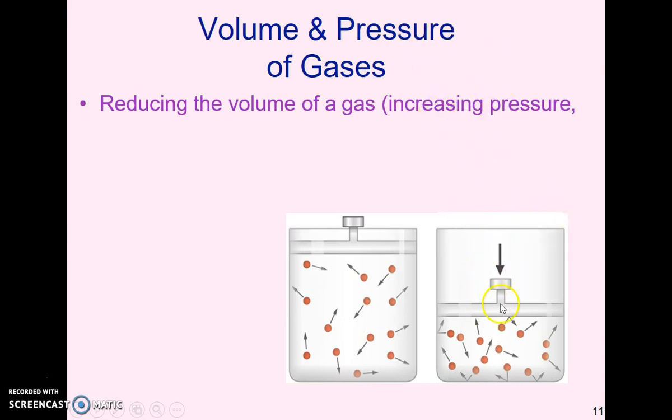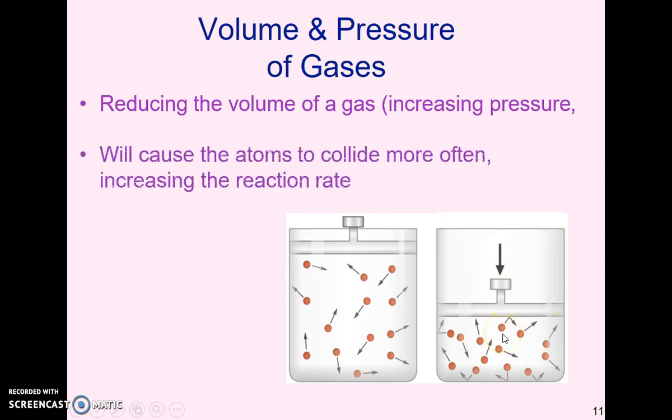Now, if you think about it, these molecules are now closer together, and there's also less space for them to move. As a result, the atoms will collide more, and that will cause an increase in reaction rate if the volume they occupy is less. Because they're closer to each other, they're more likely to hit each other. But this is unique to gases, so it's not true for solids and liquids. The less volume the gas is in, and the greater the pressure, the more likely the atoms are to collide because they have less space to move, and therefore that will increase the reaction rate.